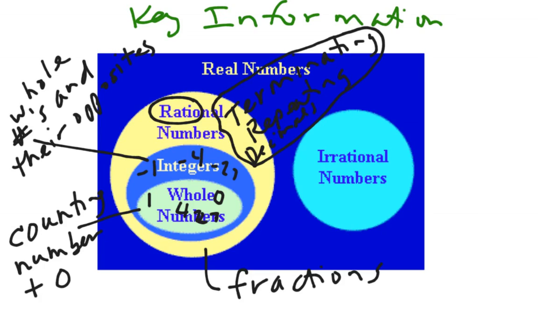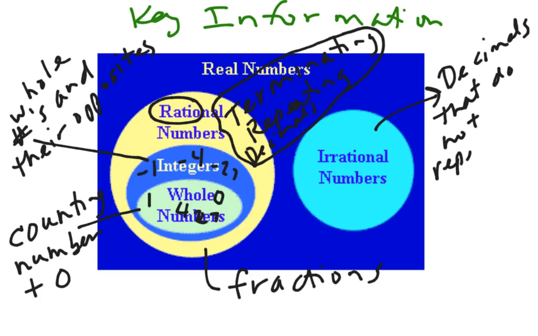So what does that leave us with, irrational numbers? What the heck is left? Irrational numbers are decimals that do not repeat or terminate. So those are decimals that go on forever and ever. And there's a couple of very popular decimals that do that. One of them is pi. That's one of the most popular decimals that just goes on and on and on forever.